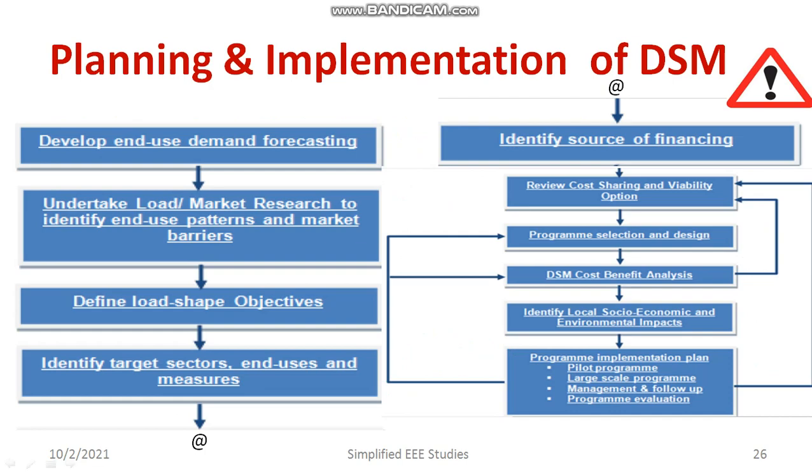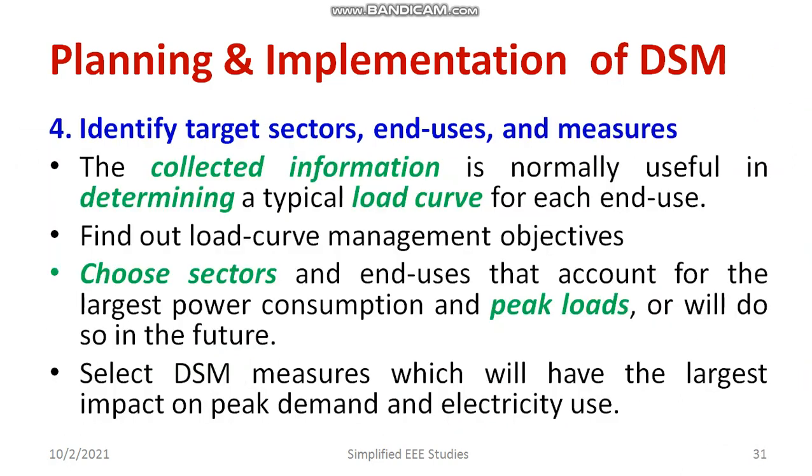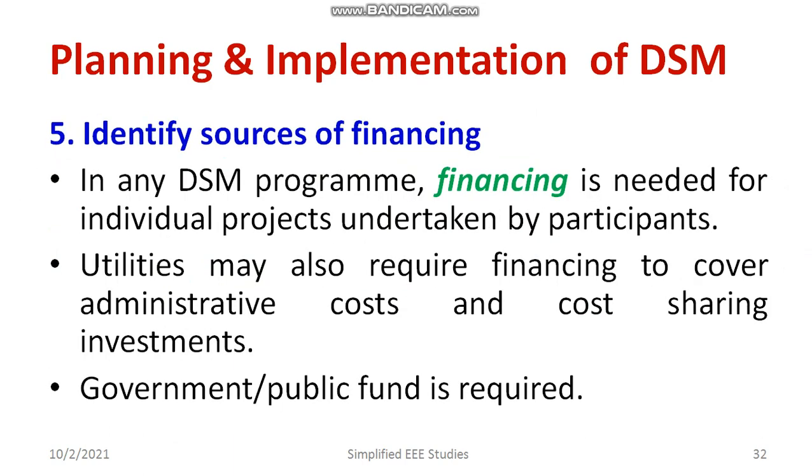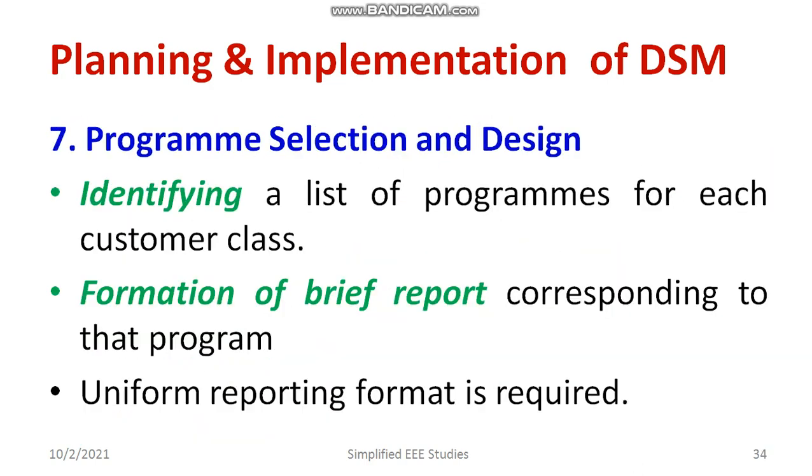Next, program selection and design. So that is another thing. Once the team performing the DSM identifies the marginal cost, definitely they will come to know whether this project is viable or not. So after viability comes program selection and design: identify the list of programs for each customer. For example, distribution of LED lamps at low cost from the utility side is one of the viable options, and reduction in the tariff.